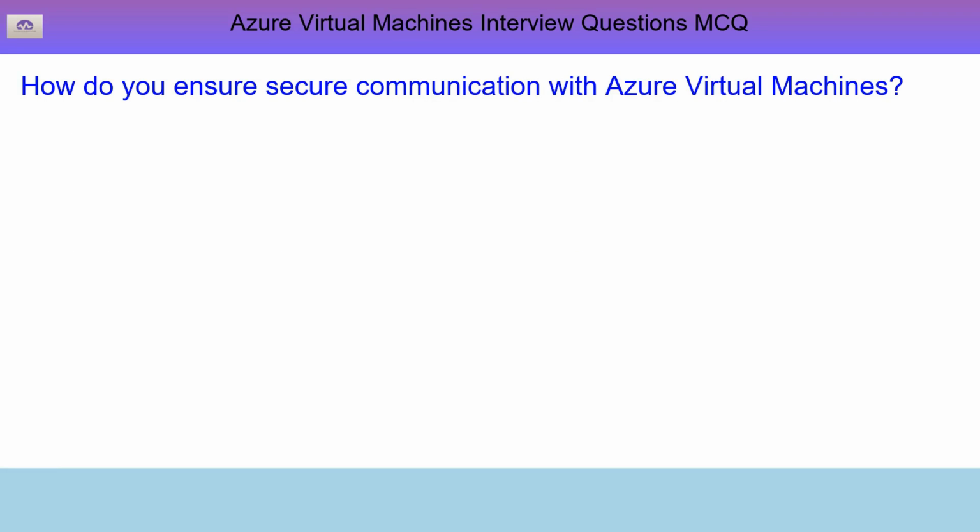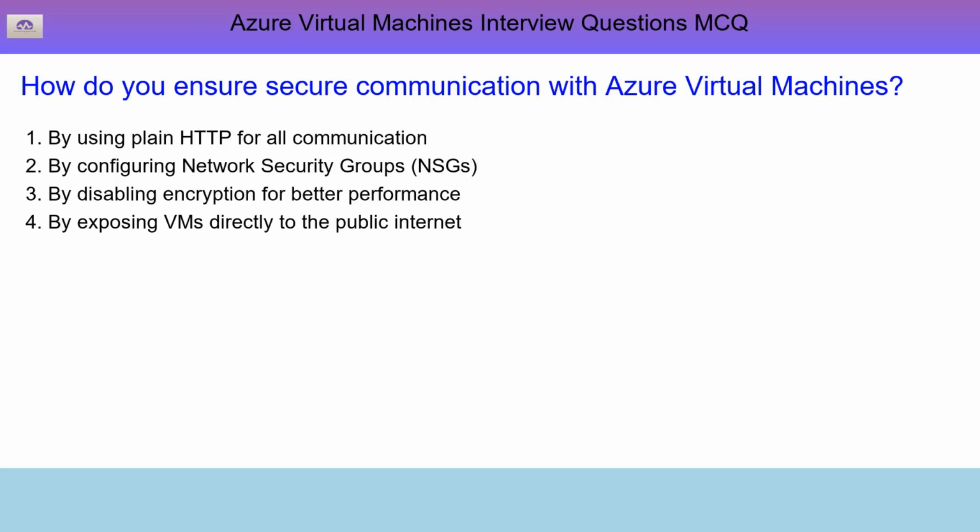How do you ensure secure communication with Azure Virtual Machines? Here are your options. 1. By using plain HTTP for all communication. 2. By configuring network security groups, NSGs. 3. By disabling encryption for better performance. 4. By exposing VMs directly to the public internet. The correct answer is by configuring network security groups, NSGs.